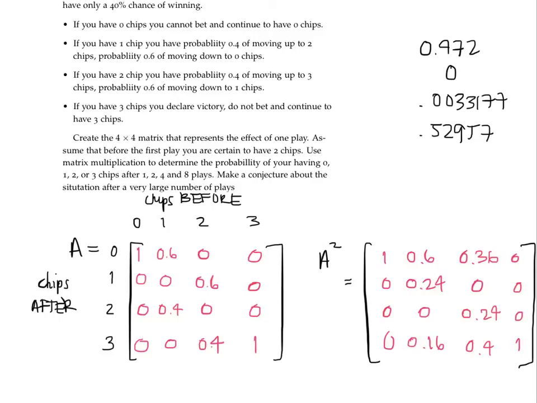And it seems that when you raise it to the 16th power, that first component really starts to approach 47%. The 3rd component starts to approach 0, and then the last component starts to approach 53%. So it seems like you have a 47% chance that you will end up with 0 chips if you just keep on playing, and a 53% that you'll end up with 3 chips if you keep on playing. That's quite something. The odds are really against you, because remember, you started with 2 chips to begin with.